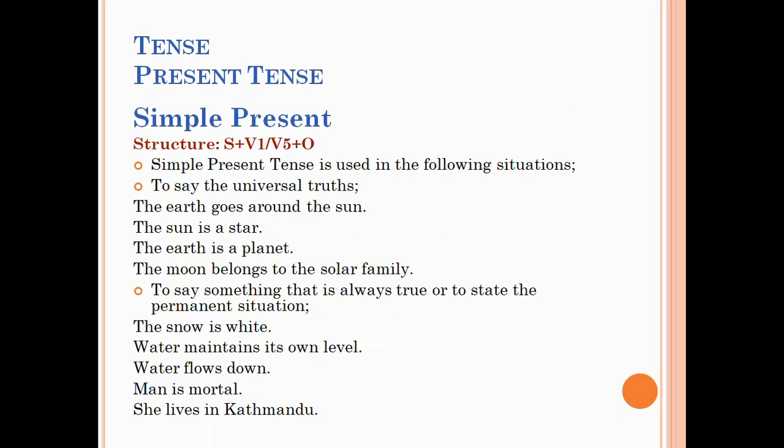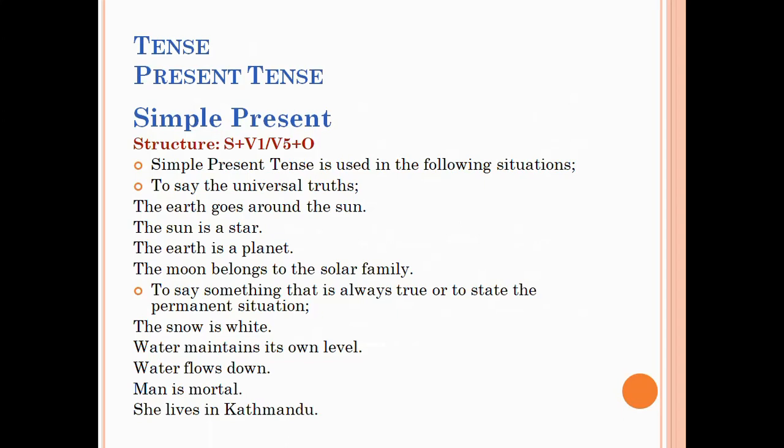Next situation where we can use simple present tense is to say something that is always true or to state the permanent situation. When we have to say something that is always true, or to tell about the permanent situation, the situation which always remains the same. Let's see the examples. The snow is white. Next example, water maintains its own level, water flows down, man is mortal, she lives in Kathmandu.